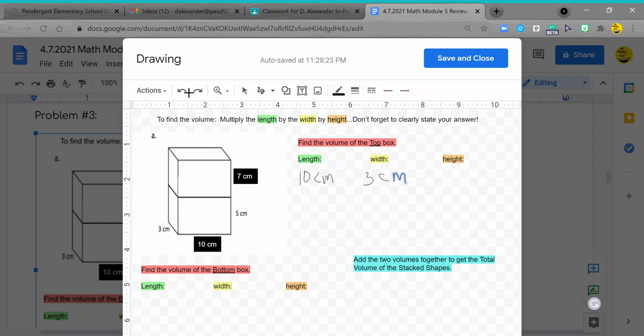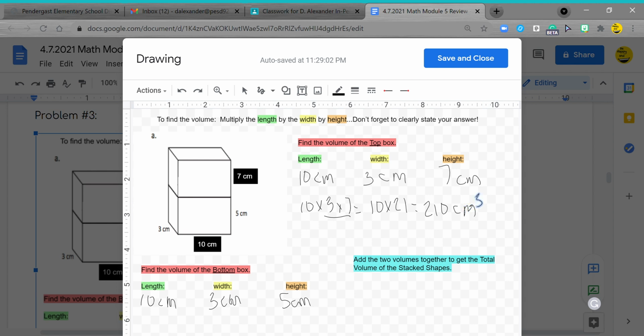Right here, I have a 5 and a 7. Which one do I want? Yes, I need the 7, you guys. So I'm going to put 7. Now I'm going to quick write my numbers down here. I have a 10. That didn't change. I have a 3, which didn't change. And what changed was my height, because now I have 7. Now I've got to multiply this together. So I'm going to go 10 times 3 times 7. And I'm going to do this one right here. So I get 10 times 21, which is 210 centimeters cubed.